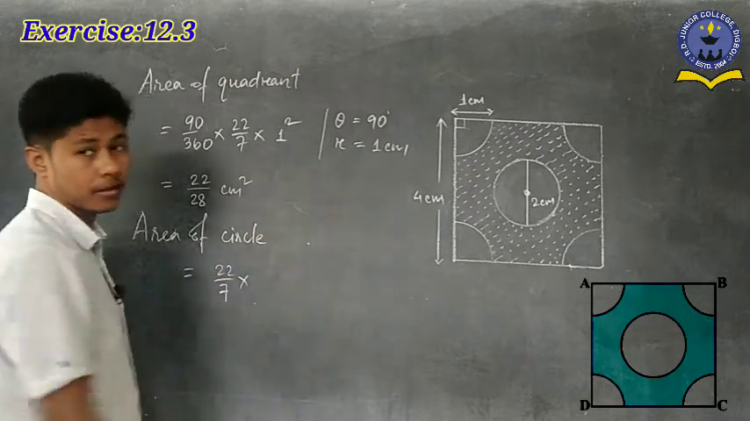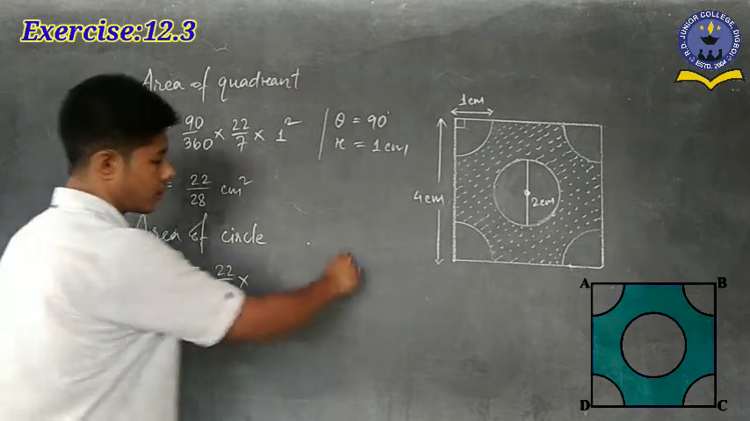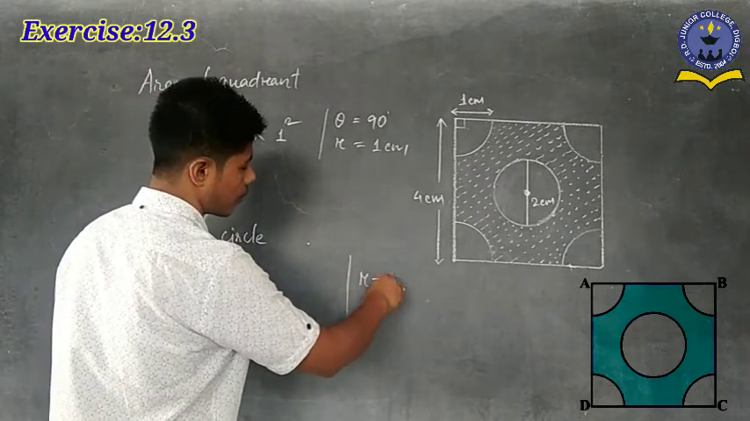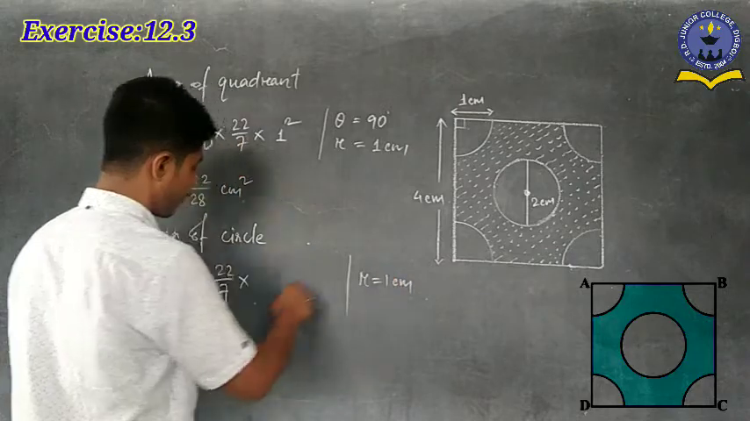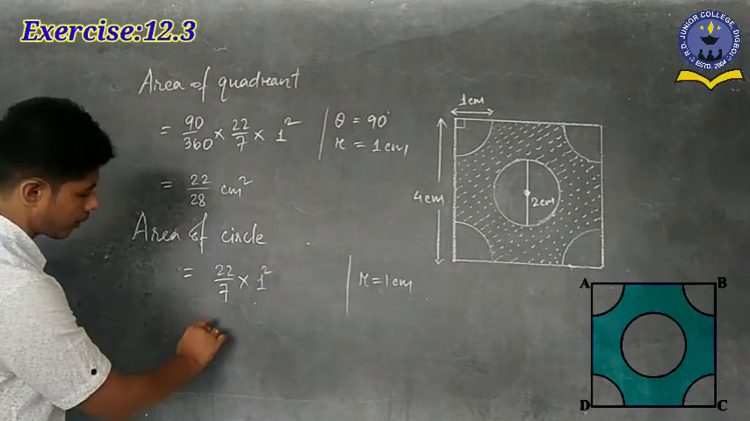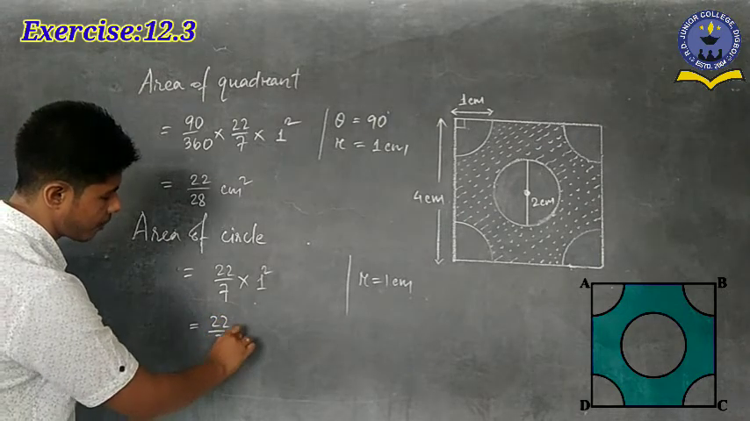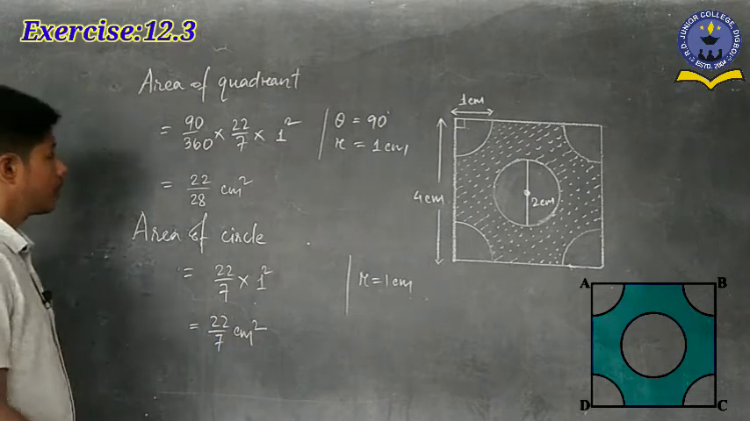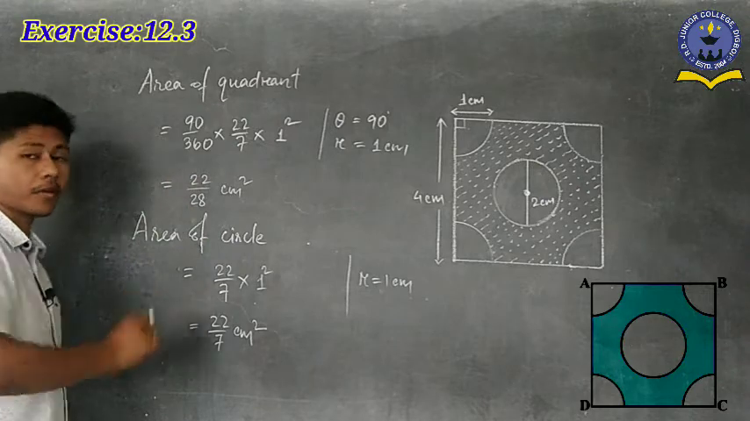Now in this case the diameter is 2, so the radius r equals 1, isn't it? So 1 centimeter. If we put it here, the formula is pi r square. Ultimately, what do we get here? 22 by 7 centimeter square. So we get the area of the quadrant, the area of the circle.